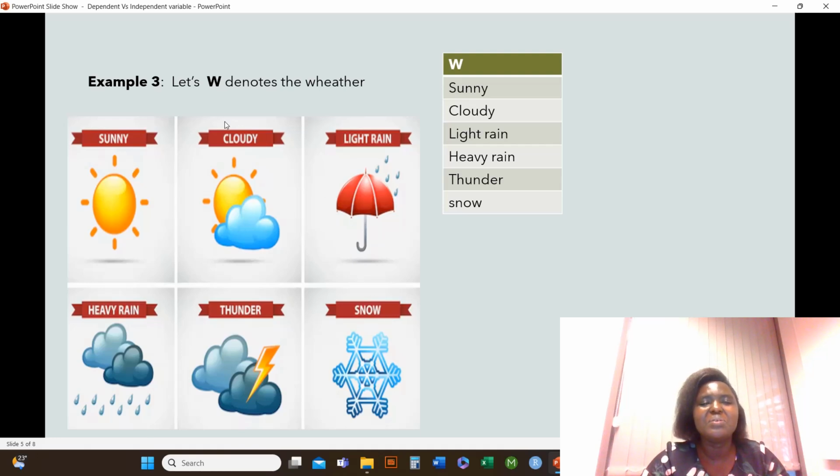So if we denote W to be the weather, this W can take different values depending on how the weather looks and depending on where we are. It can be sunny, cloudy, light rain, heavy rain, thunder, or snow. Since the weather W can take different values, we call it a variable because it can change.